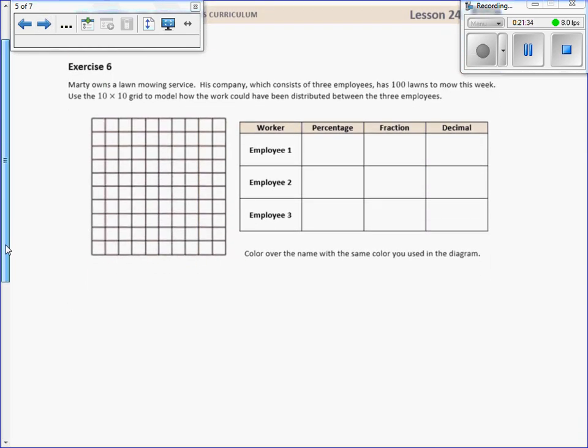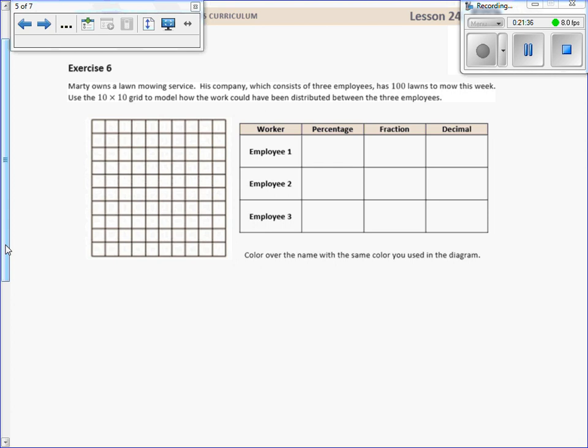Exercise 5. Marty owns a lawn mowing service. His company, which consists of 3 employees, has 100 lawns to mow this week. I don't even like mowing one lawn. Use a 10 by 10 grid to model how the work could have been distributed between the 3 employees. Employee 1, employee 2, employee 3. This is not a problem that is going to come out with the same answer. Answers can vary on this. Depends on what you choose. Okay?